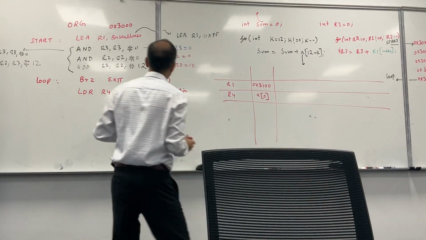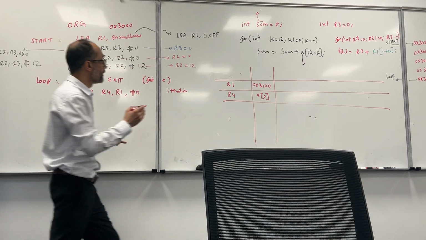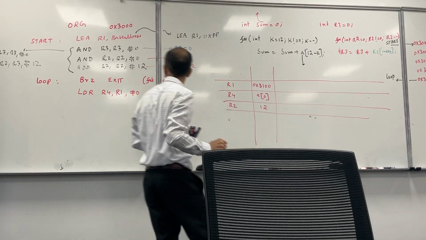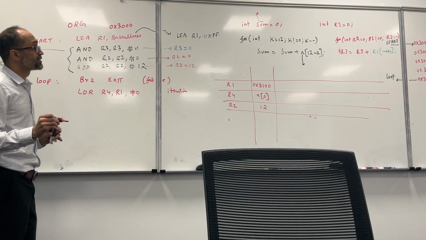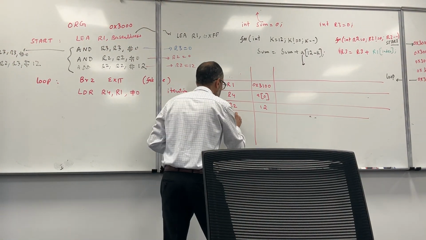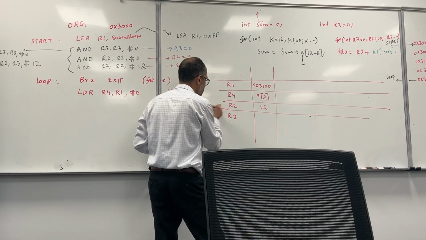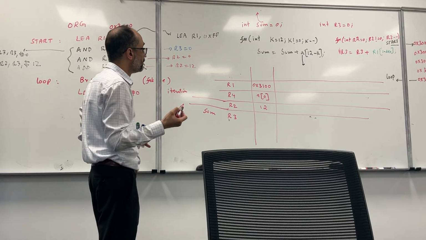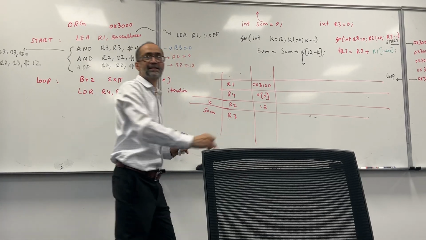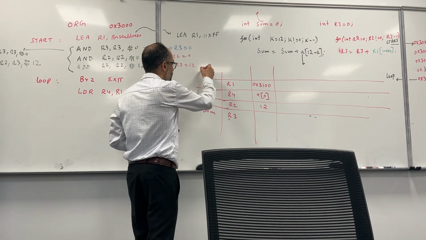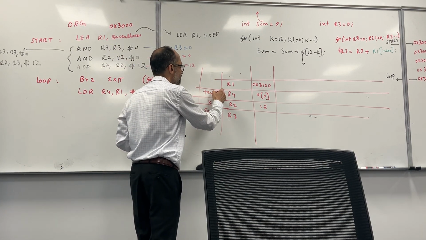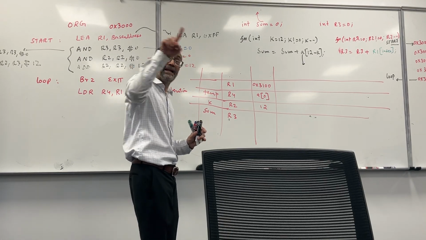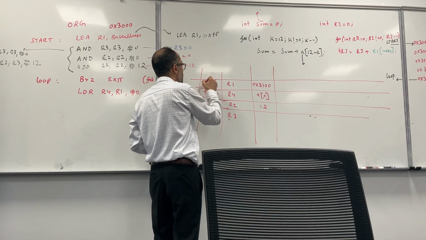Now we have another register. What is the value of R2 here? 12. What is the other register? R3. Please remember, R3 is now mapped to sum. R2 is K, the loop variable. R4 is a temporary register. And R1 is actually pointing to an element of an array, a particular element.